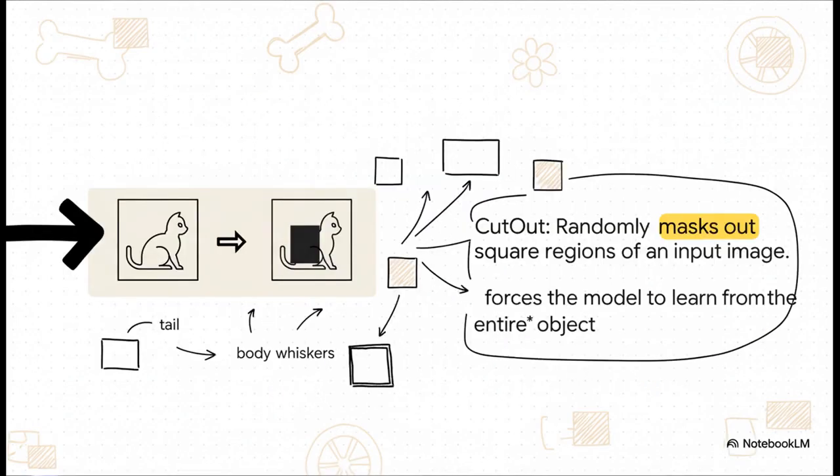Now check this out. This is a technique called cutout. You literally just cut a random square out of the image. You might be thinking, why on earth would I do that? Well, it forces the model to learn from the entire object. It can't get lazy and just focus on, say, the cat's ear to identify it as a cat, because hey, next time, that ear might be missing. It has to learn from the tail, the body, the whiskers, everything.